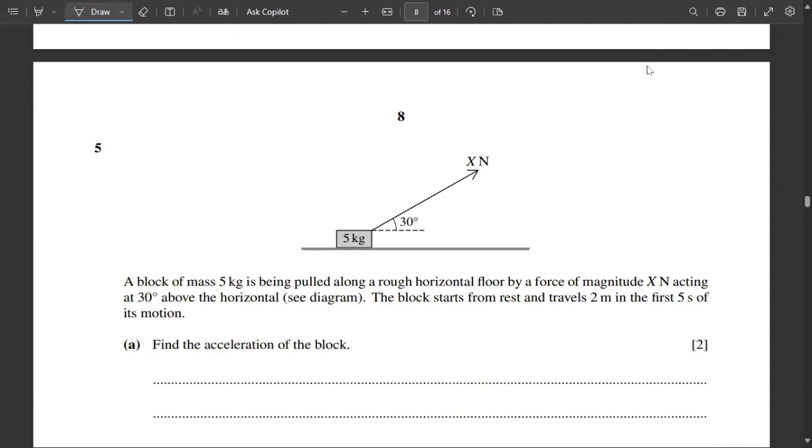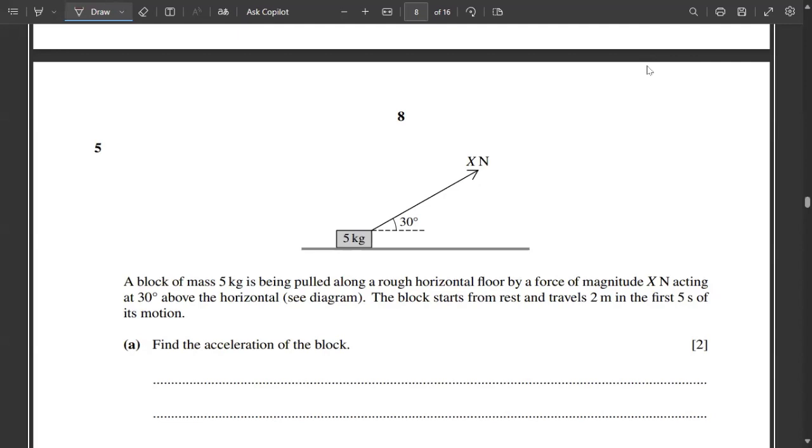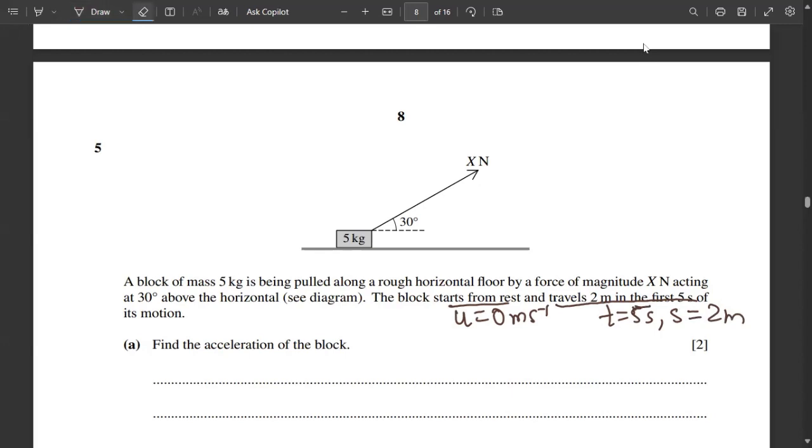Let's move to the fifth question. A block of mass 5 kg is being pulled along a rough horizontal floor by a force of magnitude x Newton acting at 30 degrees. The block starts from rest. That means the initial velocity is 0 meter per second. It travels 2 meter in the first 5 seconds. That means when time is 5 seconds, the displacement covered is 2 meter. Find the acceleration of the block.